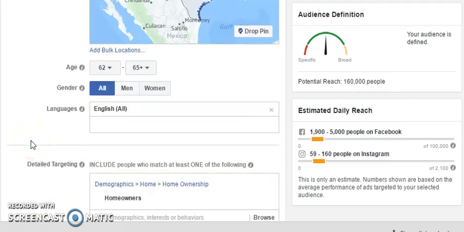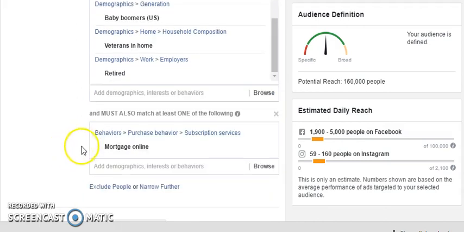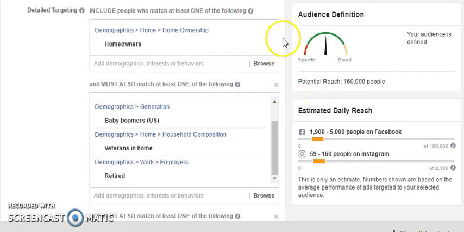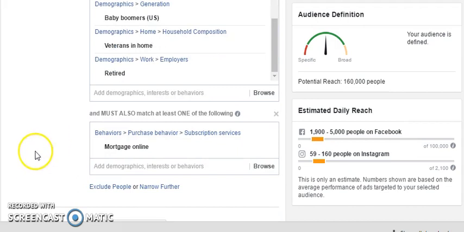So for this example, let's take a quick look at what we could possibly do for a refinance campaign. Age people 62 and older, all. Now they're going to be homeowners, and we can actually narrow down by generation. Baby boomers, so they must be homeowners, and they must also either be a baby boomer, a veteran in the home, or retired, and they must be highly receptive to receiving an online mortgage offer. So right now you have a pool of potential reach of 160,000 people that are highly primed for reaching out and doing a refinance campaign to them. So they're homeowners. You can see these great options. Again, this is another type of campaign and creativity that we can run for you.